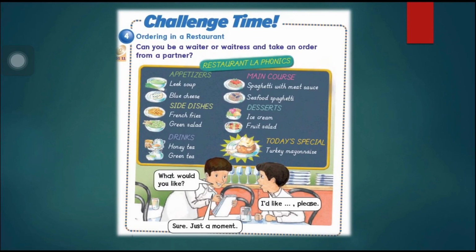Here guys, restaurant لافونكس دي كلمة فرنسية. Appetizers اللي المقبلات. We have leek soup اللي هو حساء الليك اللي هو الثوم, blue cheese. اوكي. المين كورس اللي هو الوجبة الرئيسية spaghetti with meat sauce, seafood spaghetti. اوكي. Side dishes اللي هو french fries and green salad. الديزرتس اللي عندنا الحلا اللي عندنا الايس كريم فروت سالاد. Drinks المشروبات honey tea and green tea. Today is a special turkey mayonnaise.